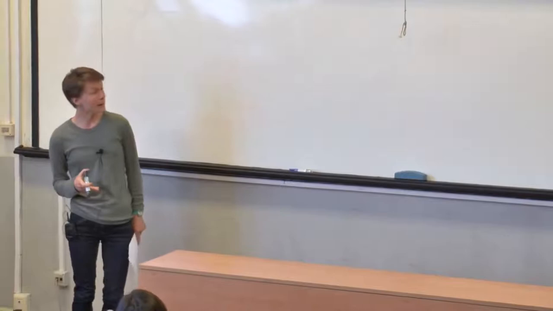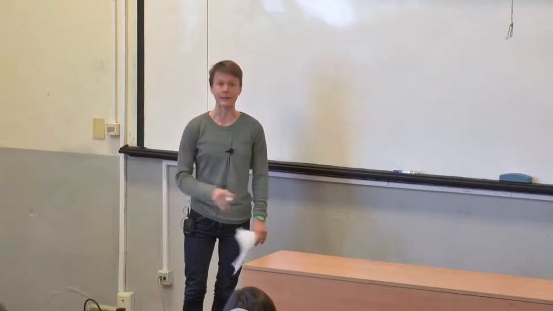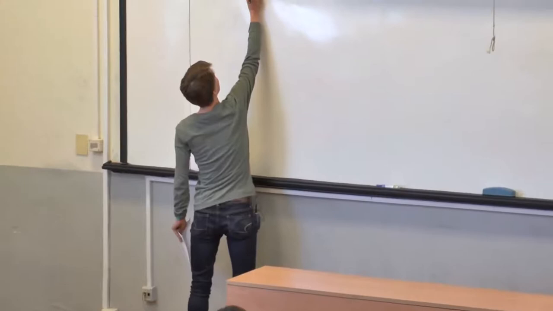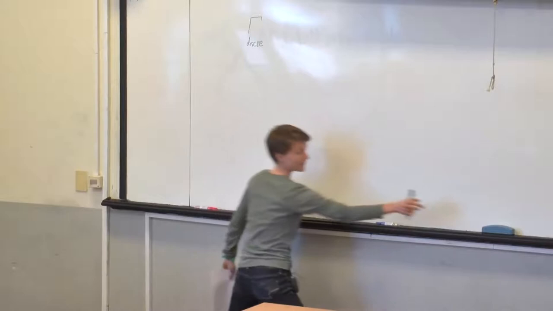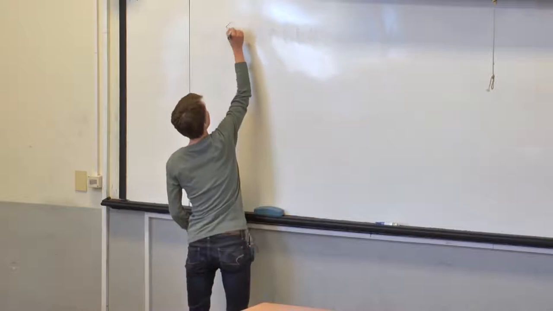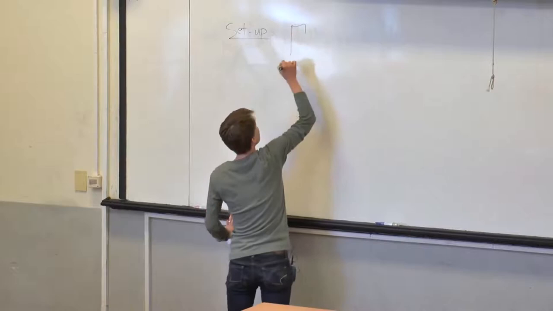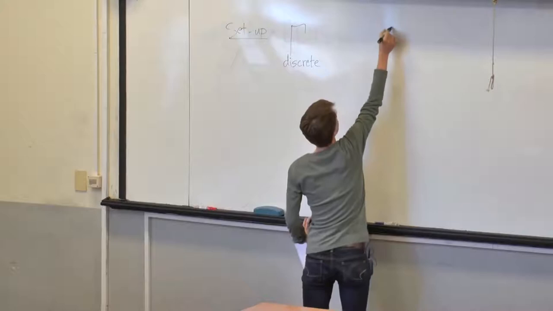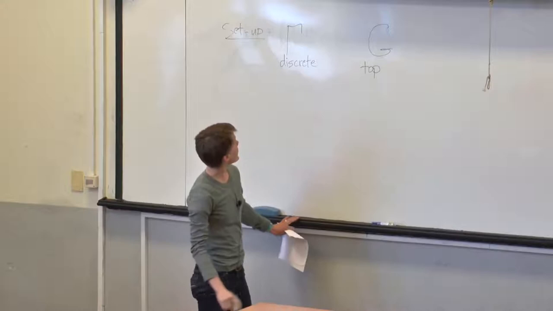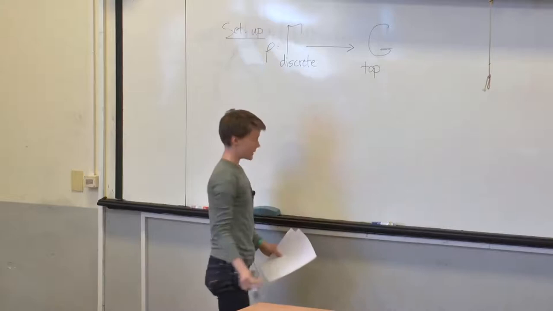I want to understand just rigidity of group actions. So let's start from a very broad setting and narrow down. I want to understand representations of a discrete group, so gamma some discrete group. So here's our setup. I have gamma some discrete group, think finitely generated. And I have G some topological group. And I want to understand representations of gamma into G and how flexible and rigid they are.